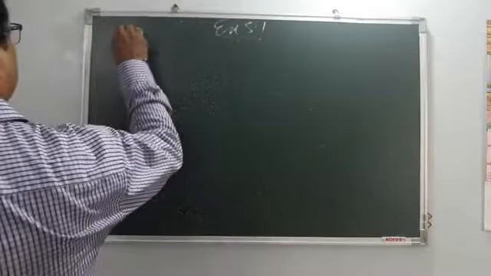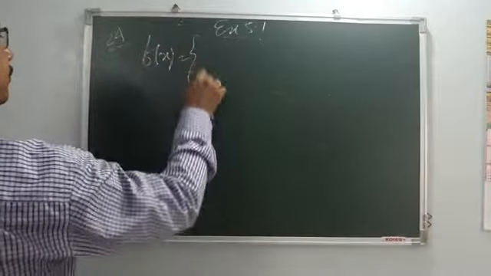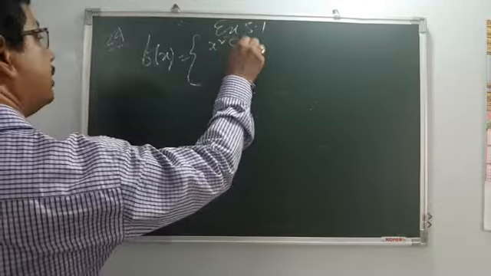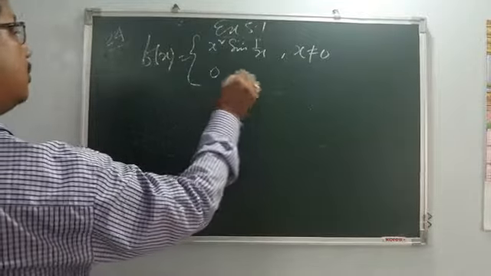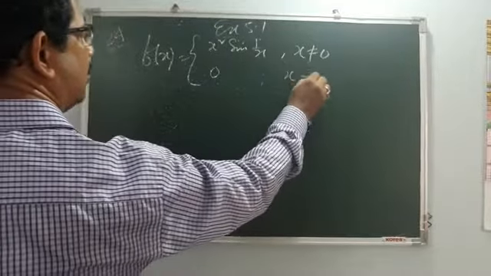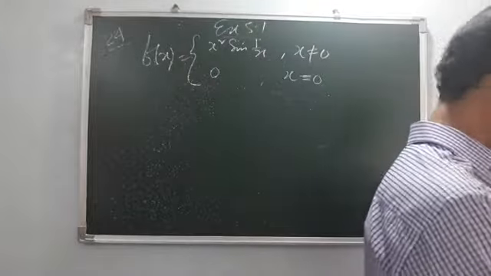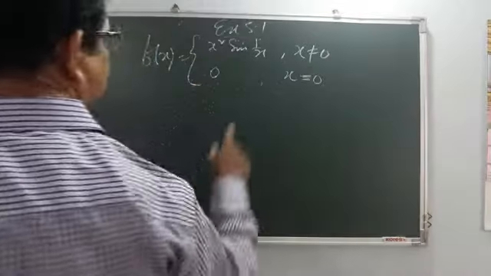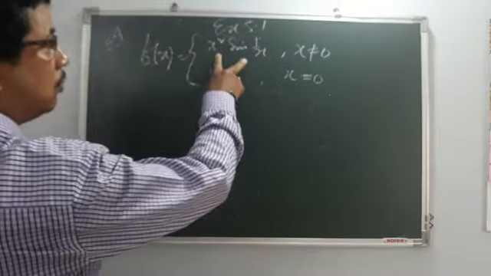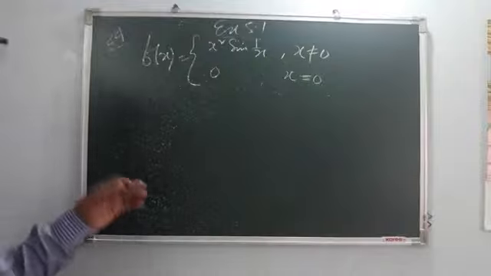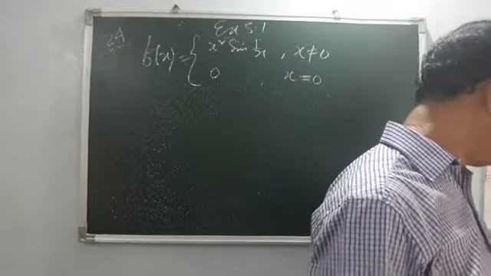That is, in question number 24, f(x) is given as x square sin 1 by x when x is not equal to 0, and 0 if x equal to 0. We have to check whether it is a continuous function or not. Here, if we consider x less than 0 or x greater than 0, both are continuous, so their product is also continuous. So there is no problem for x less than 0 and greater than 0.